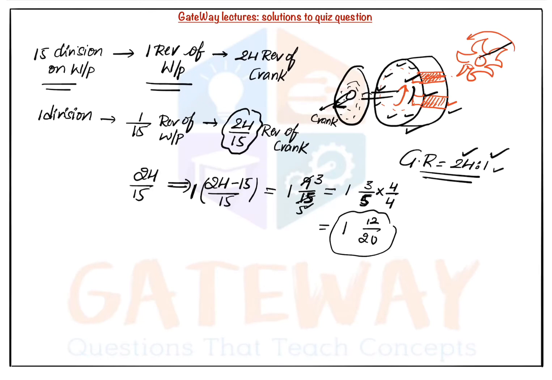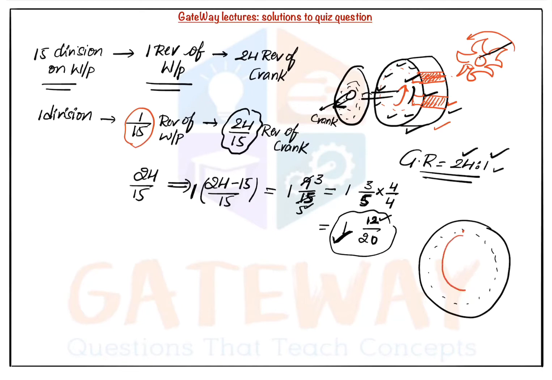What does this 1 and 12/20 indicate? To perform one division on the 20 hole circle, the crank pin should make one complete revolution, and on the 20 hole circle it should also leave 12 holes and enter into the 13th hole. Suppose this is our indexing plate of 20 holes. To perform one division, initially the miller will come and cut one slot. Then the miller goes back. Now we need to rotate the workpiece by 1/15, nothing but 360/15 degrees. So on the 20 hole circle, we'll make one complete revolution of the crank pin and again come to this point and stop.